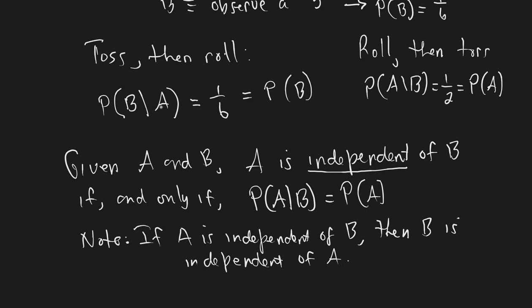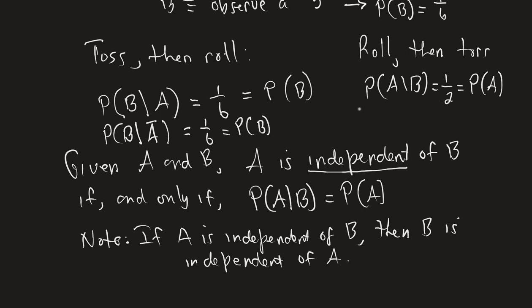What if we don't get a head? What is the probability of B given A complement, right? Again, whether or not we observe a head on our toss, it doesn't affect the likelihood of getting that 5 on the roll. So the probability of getting a 5 on a roll is still 1/6, which is still the probability of B.